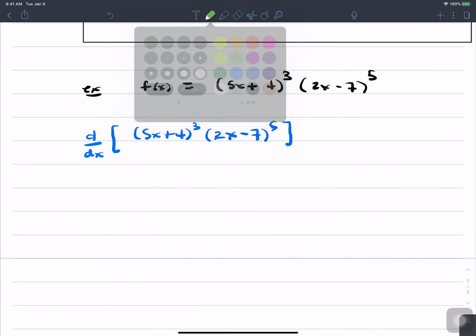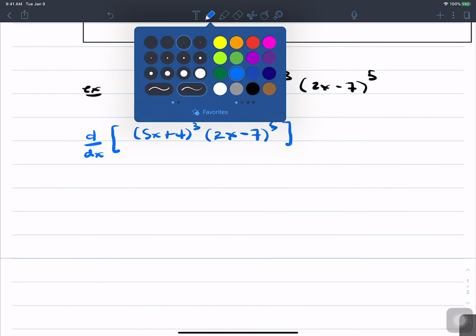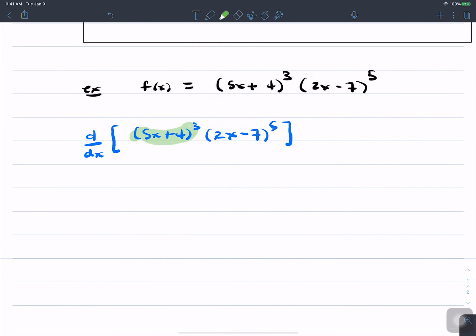Okay, again, you're going to have first function here. Oops, let's go back. First function here. Second function. So you're going to pull out the first function, 5x plus 4, to the third. Then you're going to differentiate 2x minus 7 to the fifth. Okay, this is the first part of the product rule. So maybe we should write that down as well. Don't forget now, we're going to add the second function, which is 2x minus 7 to the fifth power. And we're going to differentiate the first function, 5x plus 4 to the third power.